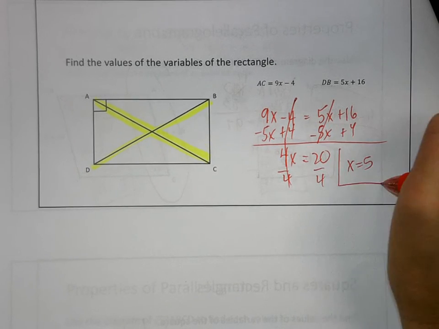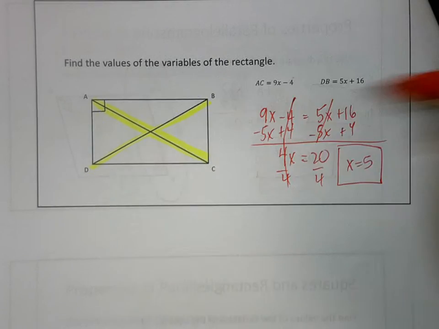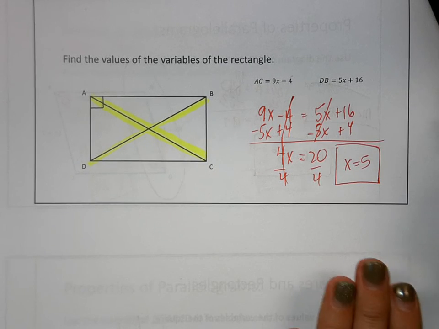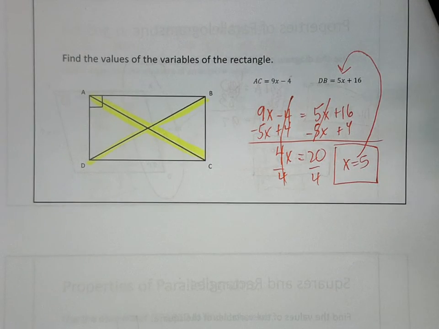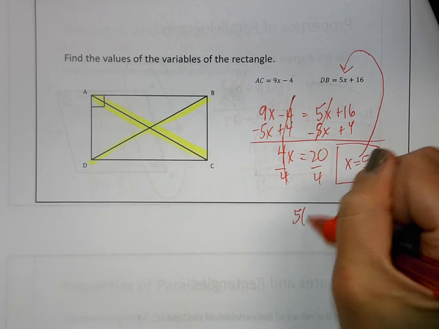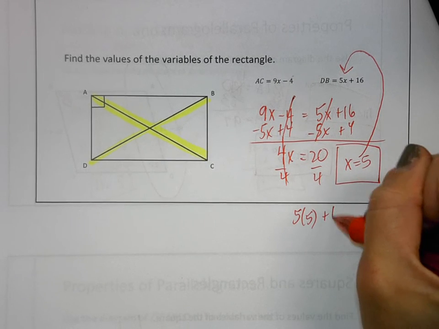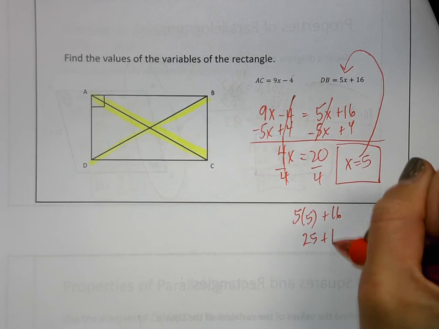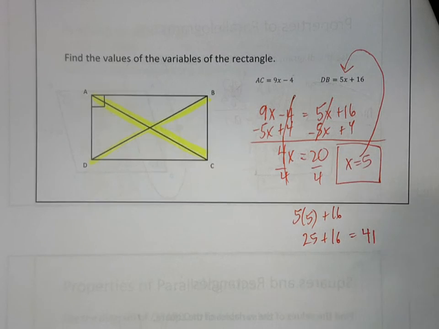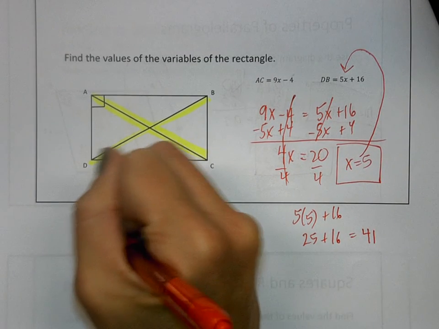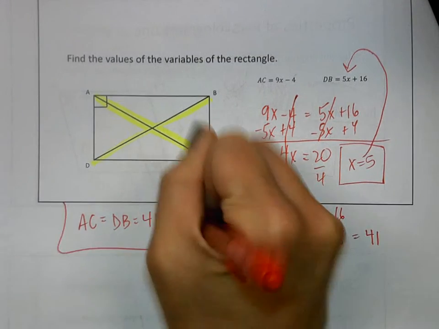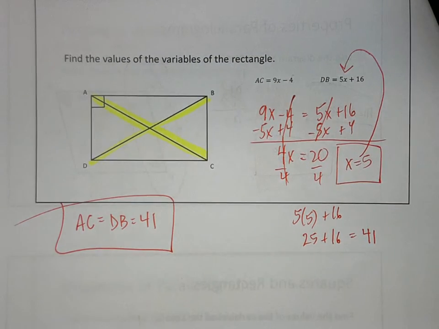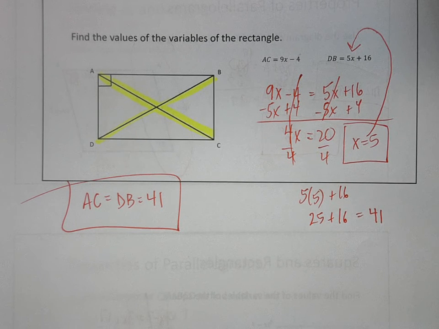If we needed to find the diagonal, I could choose either one to plug it into because they are both the same. I'll get the same answer either way. This one, I think adding is easier. So I'd write 5 times 5 plus 16. 25 plus 16 equals 41. Do you guys remember how we'd write that? AC equals DB equals 41 because they are all equal to each other. Okay, any questions?